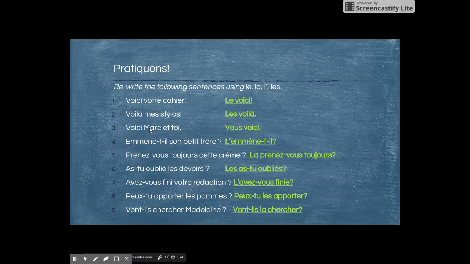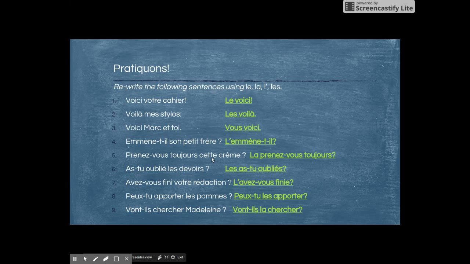Voici Marc et toi. Sorry, I kind of snuck in that personal pronoun here. Vous voici, bien, here you are, vous voici. 4. Amène-t-il son petit frère? Son petit frère, masculine singular. L'amène-t-il? It needs to go before your verb. Even though it's an inverted question, it still needs to go before your verb. L'amène-t-il? Bien, is he bringing him?